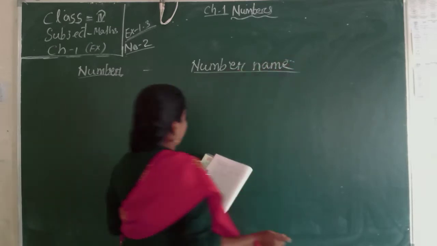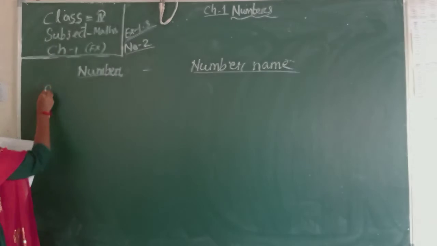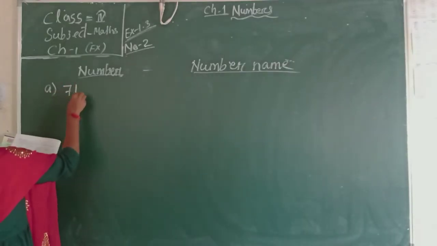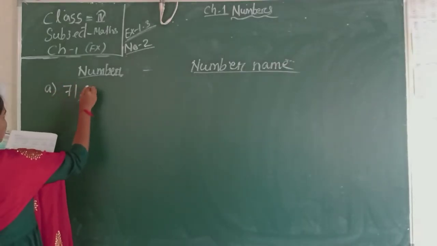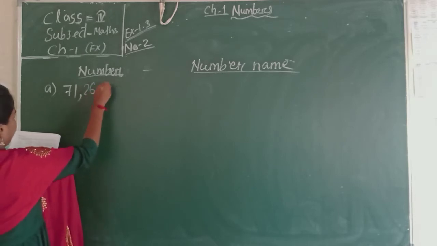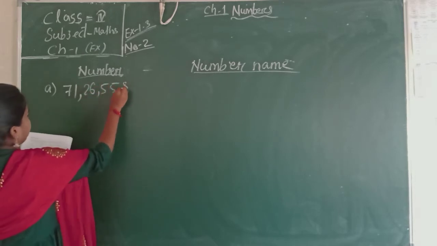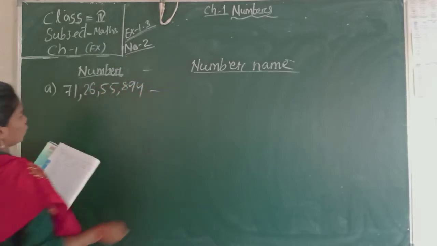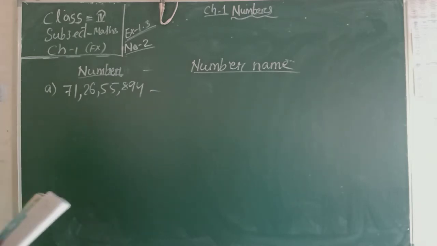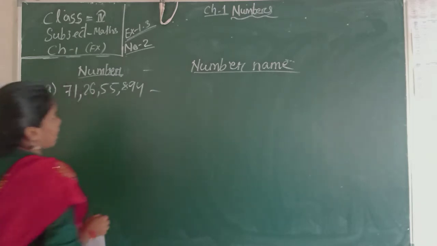Okay, so your first number is 71 crore 26 lakh 55,894. This is your A number. So how can you write this number?